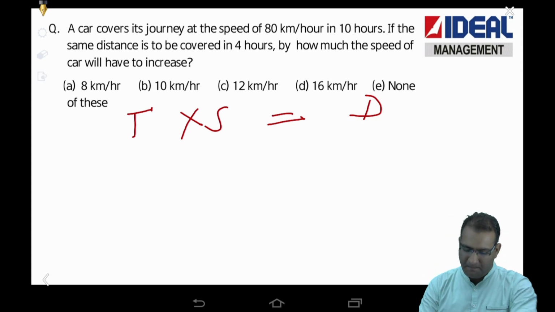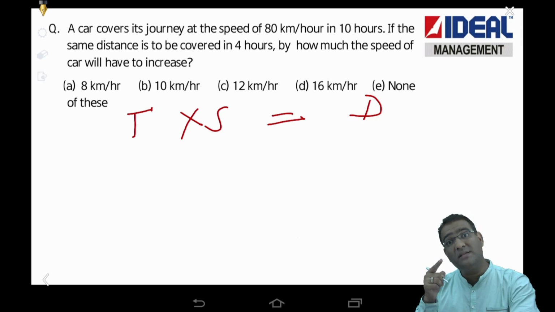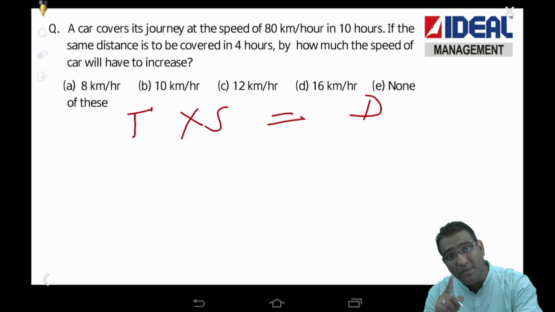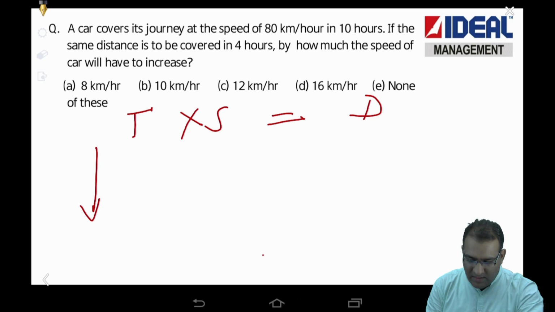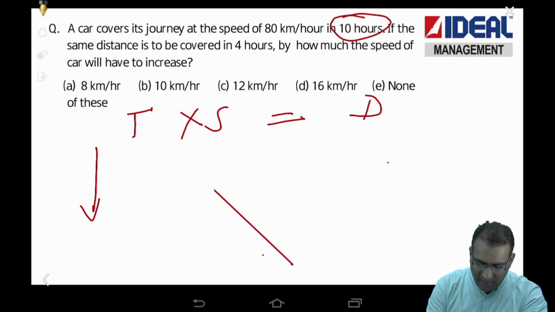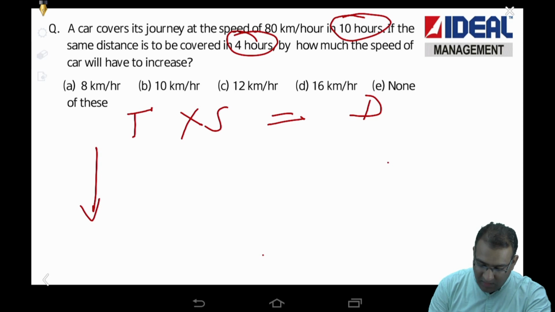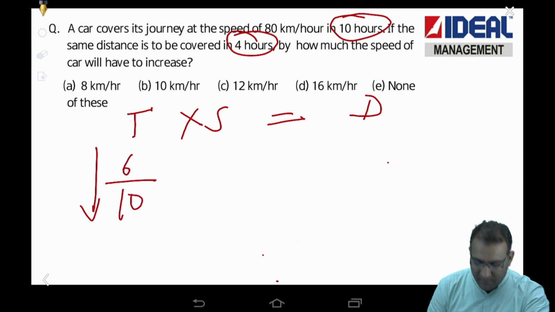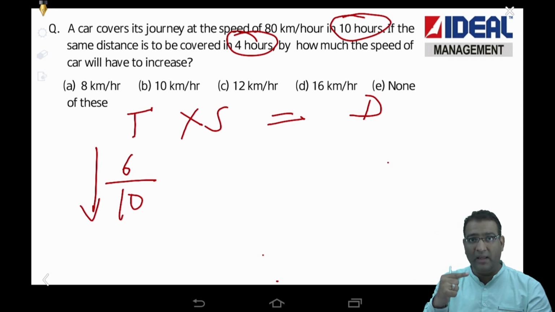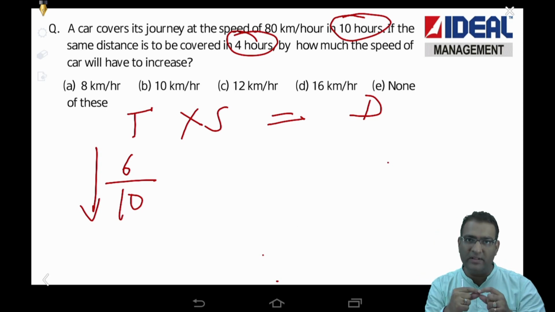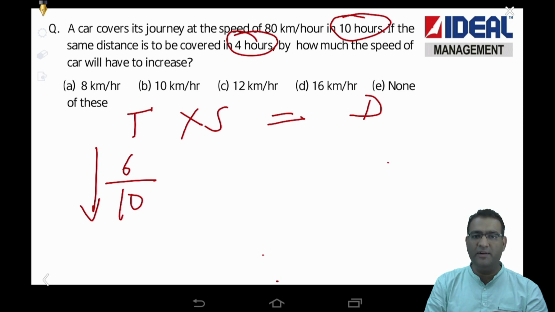So let's see how. A car covers its journey at the speed of 80 km per hour in 10 hours. Same distance to be covered in 4 hours, which means the time is reduced by how much? पहले 10 घंटे में करता था, अब 4 घंटे में करता है, which means the guy is reducing the time by 6 by 10. Please understand, reduction is 6. मैं reduction की बात कर रहा हूं, तो 6 reduce किया over 10. पहले 10 घंटे चलता था, अभी 6 घंटे से reduce किया.